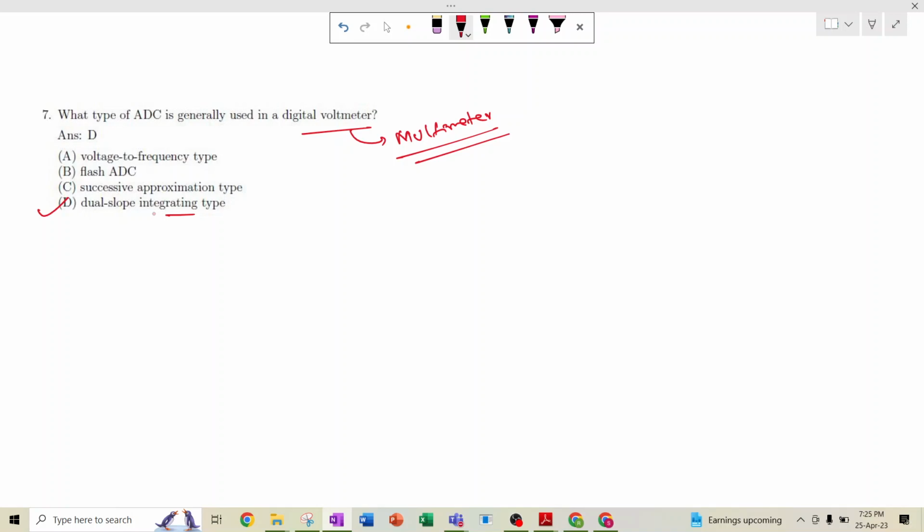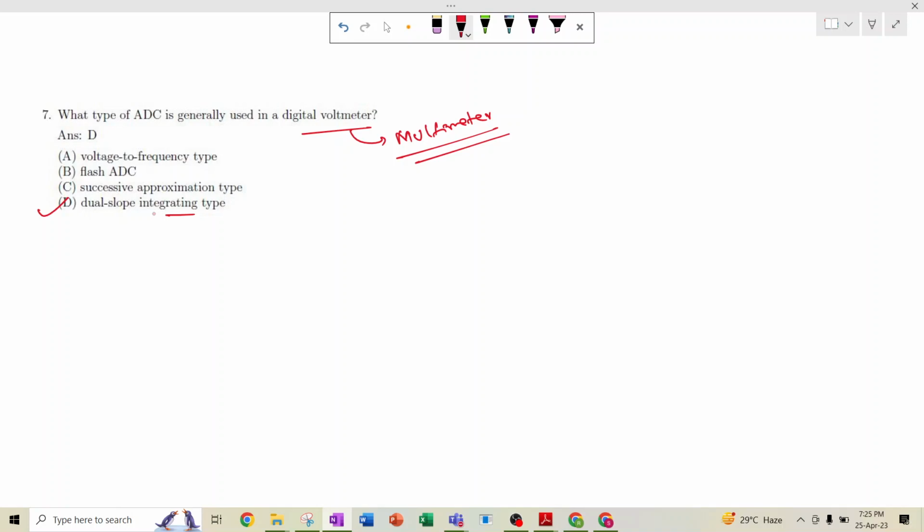In the dual slope integrating type, we are integrating the input. The first time we integrate with respect to the analog voltage, and the next time we integrate with respect to the reference voltage. As we are integrating, if there is some noise, the immunity to noise of this dual slope integrating type ADC is the most important thing. That is, immunity is very high. If there is some noise, it will be cancelled out as we are integrating the input.